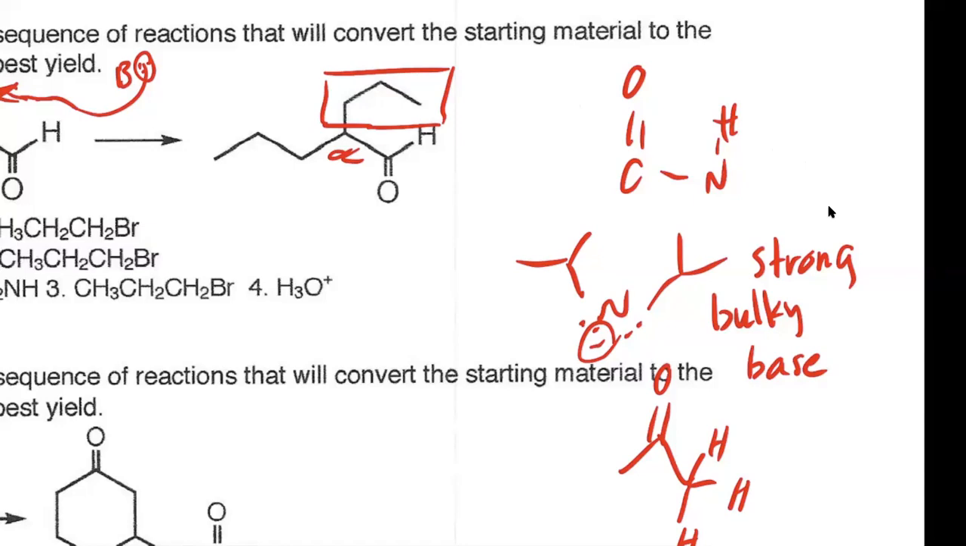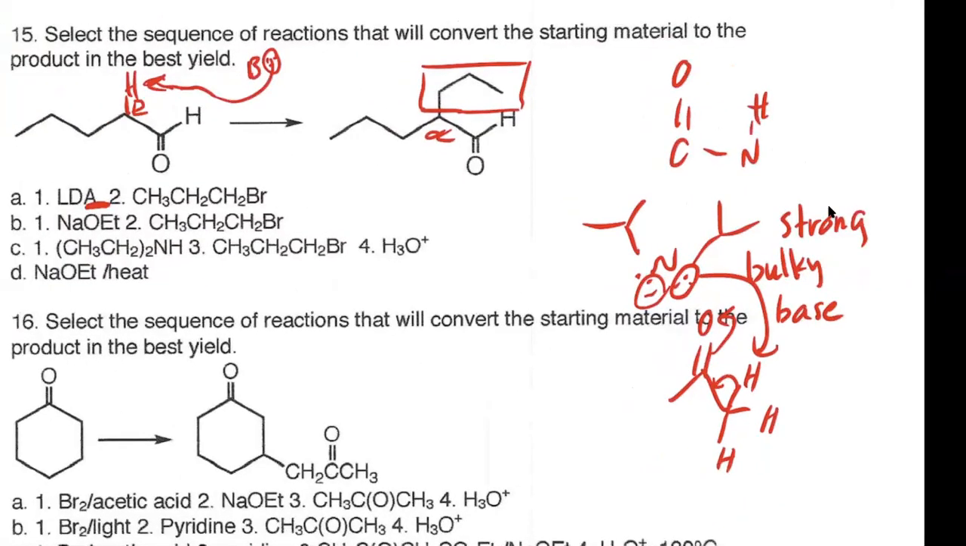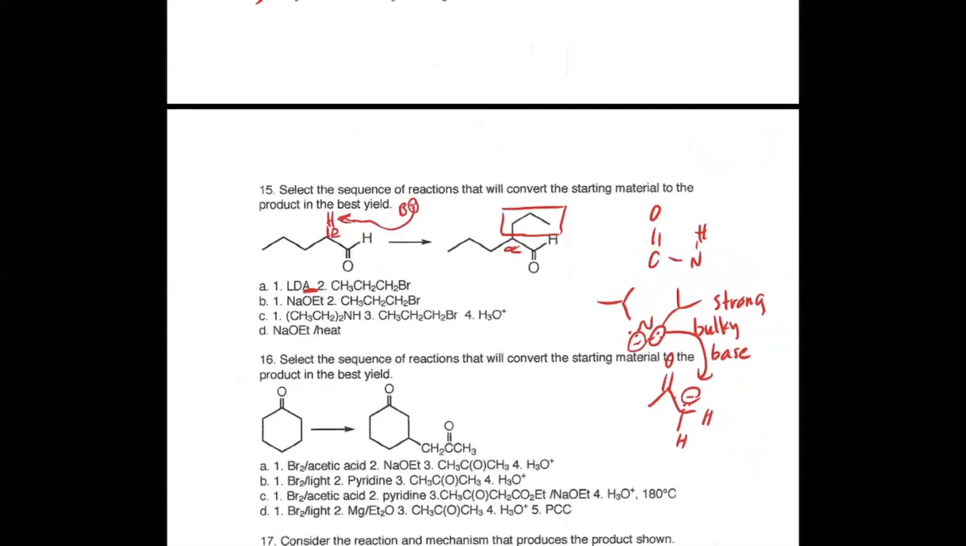What I was drawing on the right over there is the bulky base, the LDA, as well as a ketone. This bulky base can go and deprotonate this and form what they call an enolate. I'll just show you the resonance structure. So let's say it deprotonated that hydrogen. We can do that there.